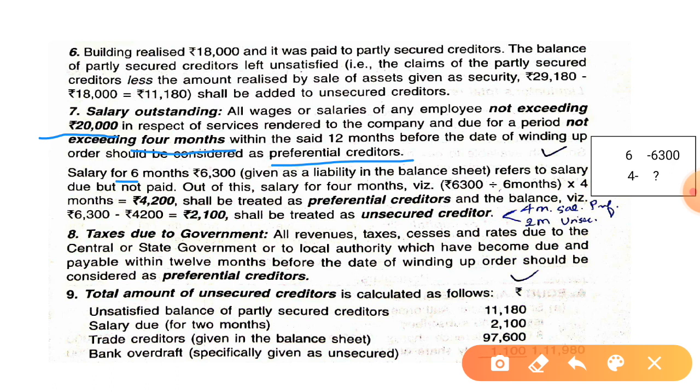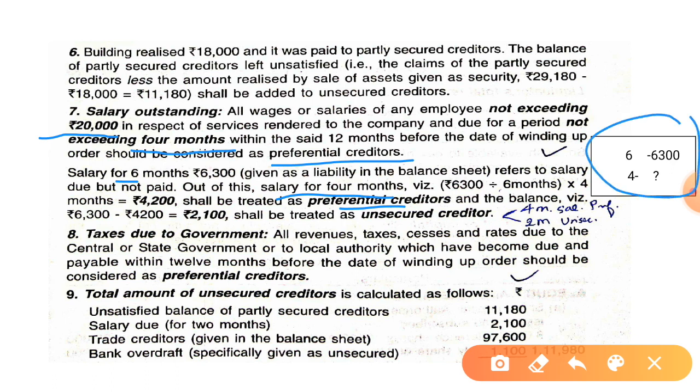So salary due but not paid. It is outstanding salary, because in the balance sheet they have given it on the liability side. Out of this, salary for 4 months is considered as preferential creditors. I told you, 4 months salary. How to calculate? Here you see.